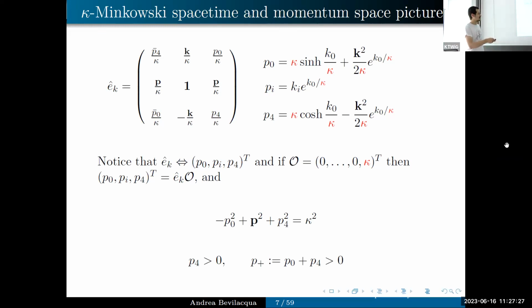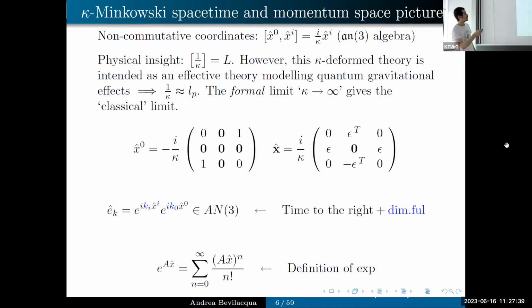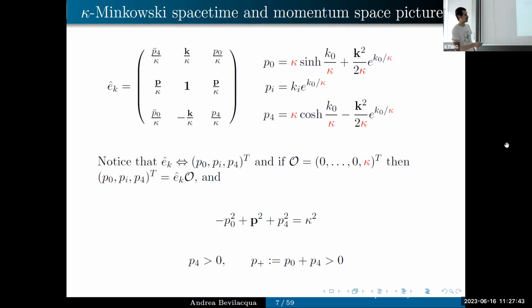Not the full de Sitter manifold, because P plus, so P0 plus P4, if you add them up, must be positive, and also P4 is positive. But so here is basically the first way in which you can show that non-commutative space-time corresponds to curved momentum space, if you want.